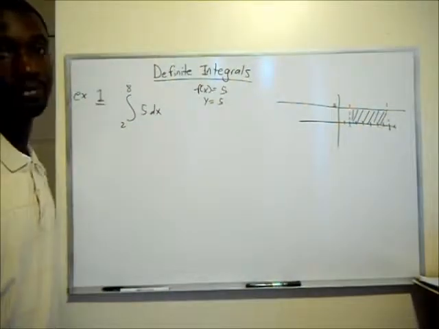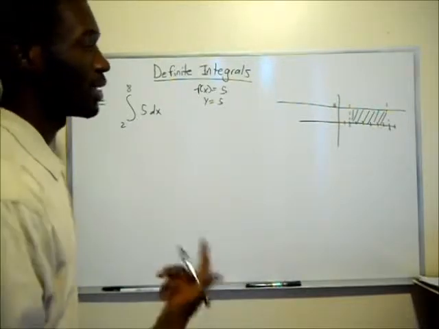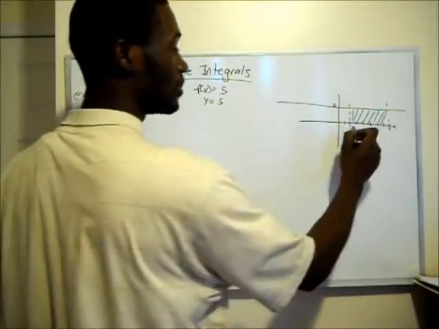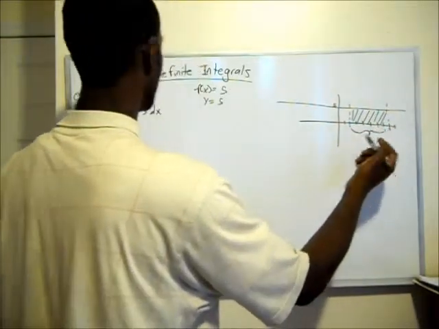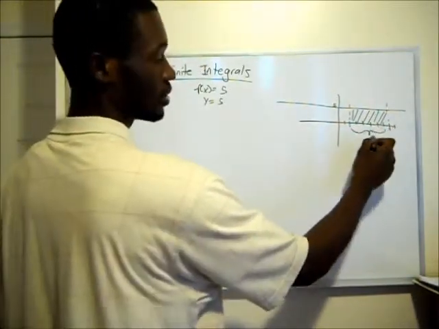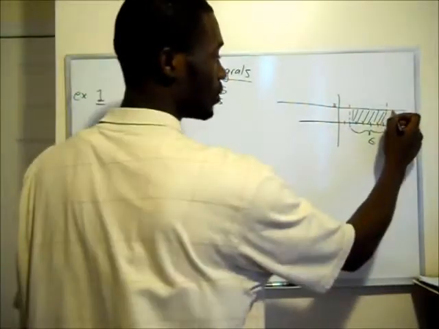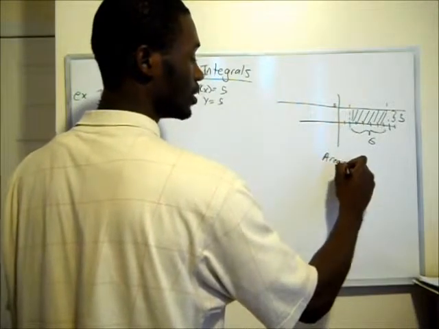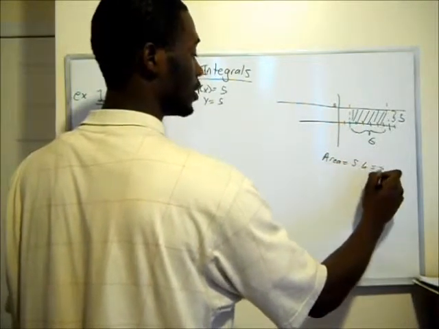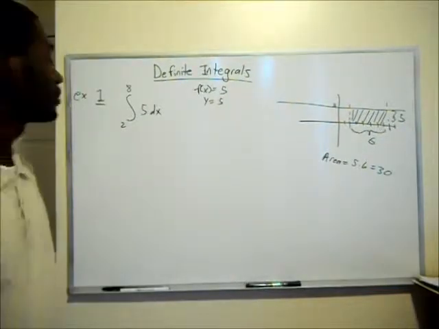Using middle school math, the area of this rectangle is base times height. The length of the base is actually 6, because it goes from 2 to 8, that's 6. And the height is going to be 5, that we know. So the area should be equal to 5 times 6, which is 30. So when we integrate this, we should get 30, or else we messed up.